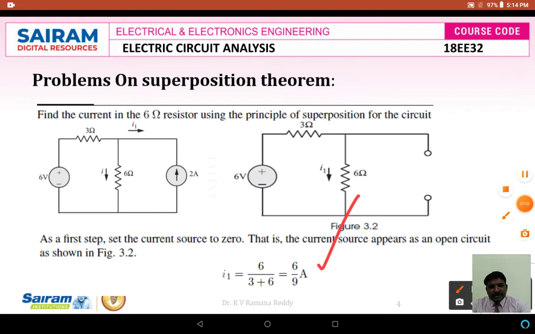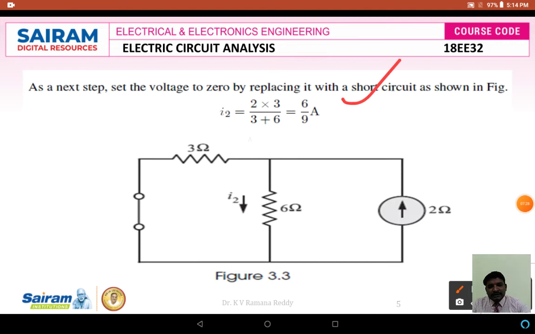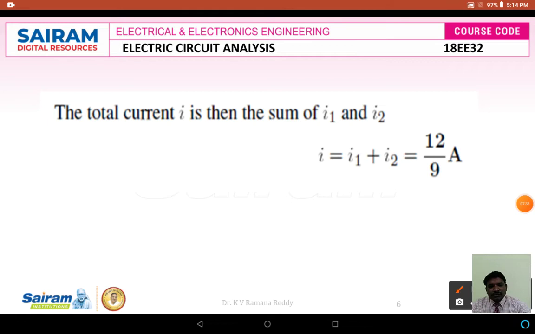Now the algebraic sum of these two currents, that is the total current I, is equal to I1 plus I2. If I is equal to I1 plus I2, 6 by 9 plus 6 by 9, then 12 by 9 amperes is the overall answer according to the principle of the superposition theorem. Next.